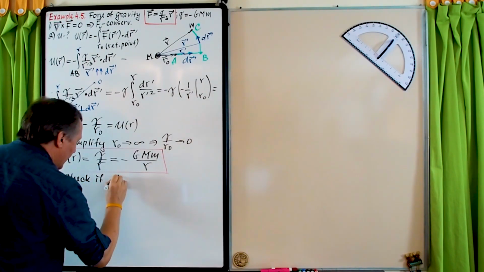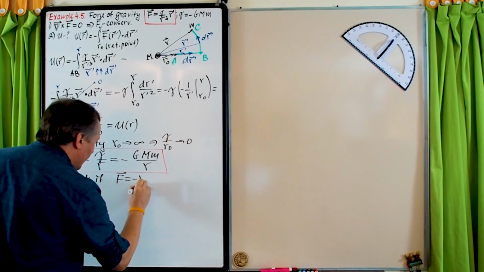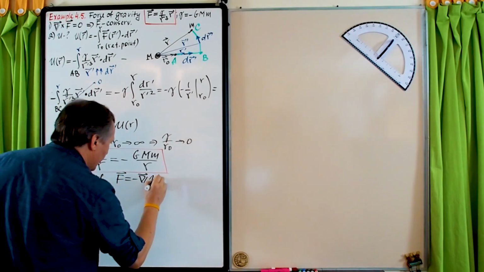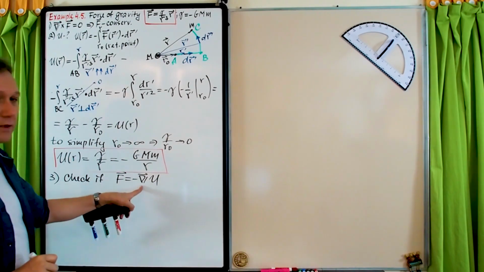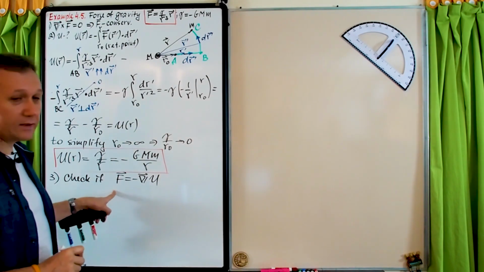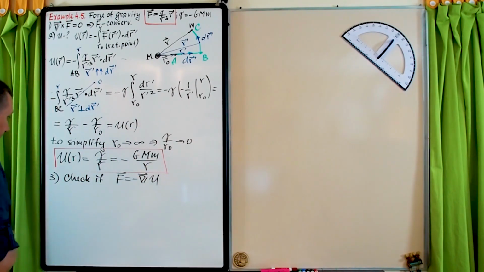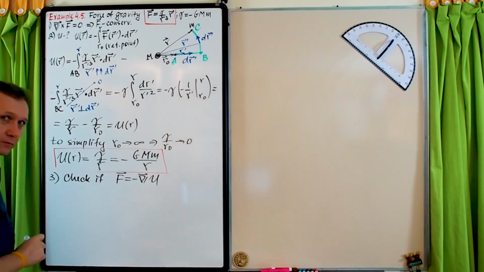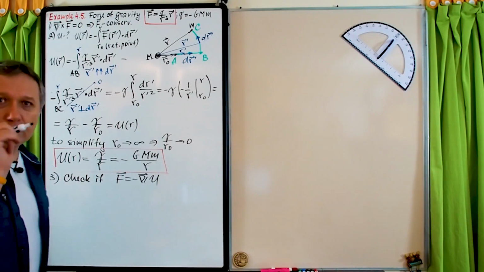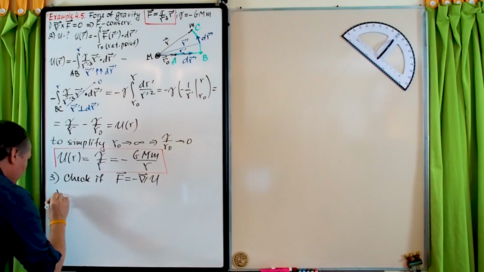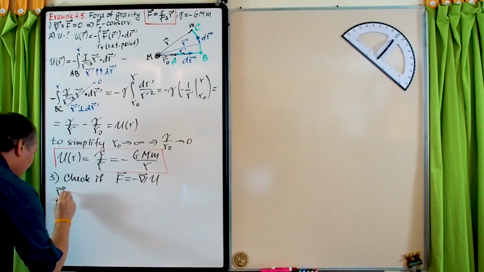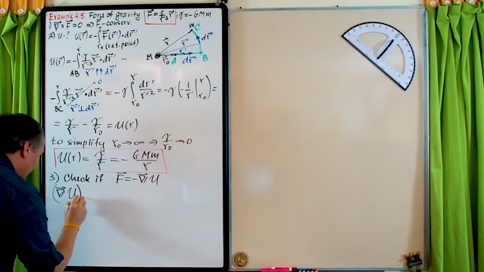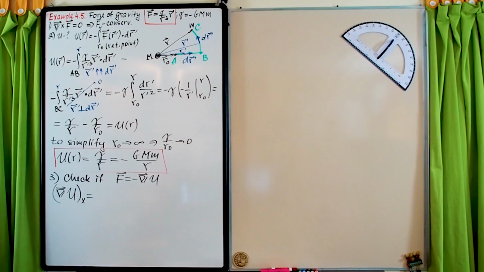Basically, we need to get F if you take a gradient of U. Or I will just take the gradient of U, and of course I will get negative F. Right? So let's look at the X component. Gradient of U, X component.